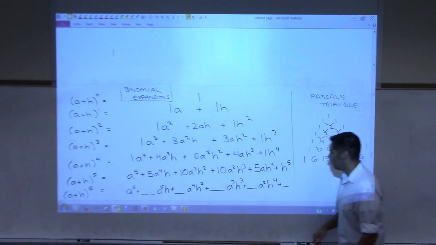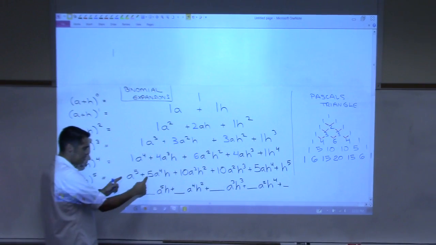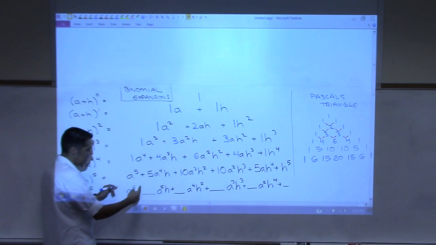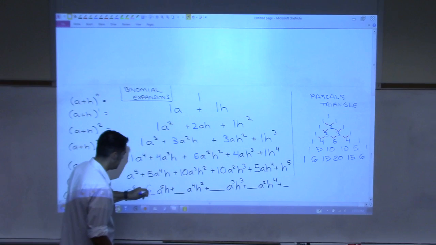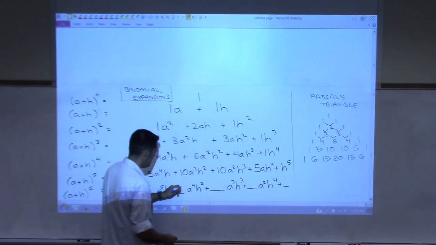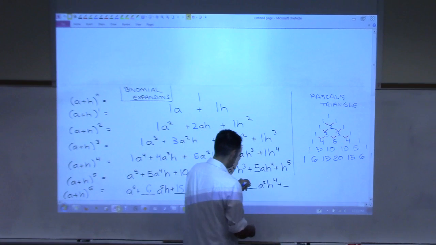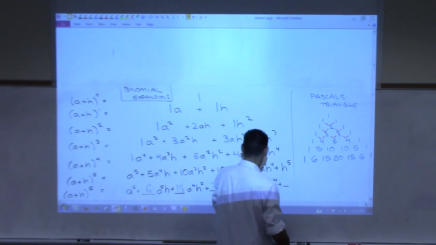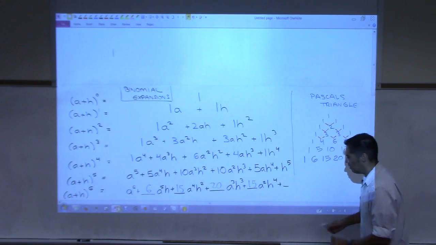So those are the numbers that go here. When I was doing it, I knew this was a 1, and I was just doing 1 and 5, which would have been 6. 5 and 10 would have been 15. 10 and 10 would have been 20. 10 and 5 would have been 15. 5 and 1 would have been, we're missing one here. Did I erase it? Okay, I erased it.